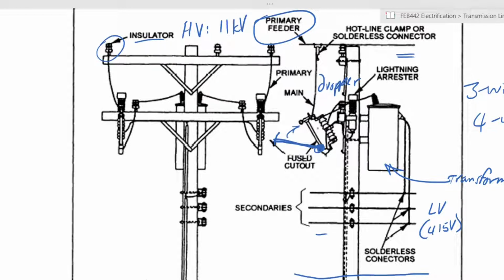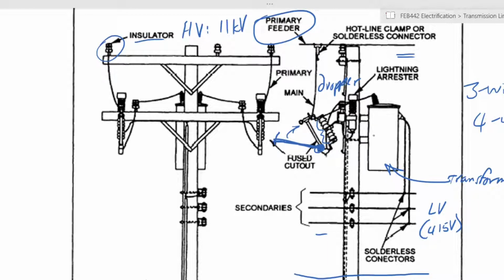Of course, you have a series of insulators that are there. These also prevent the connection of the fused cutout to the pole. They separate it from the pole itself. So from there, you will note that now you have your dropper that has come through and it is connected to the transformer, the primary winding of the transformer.